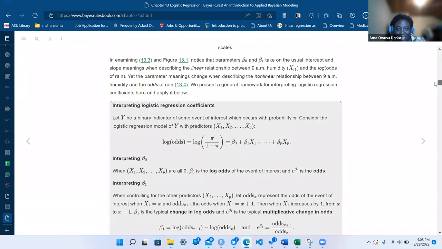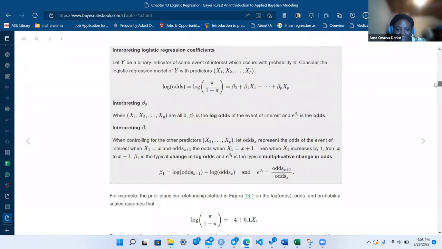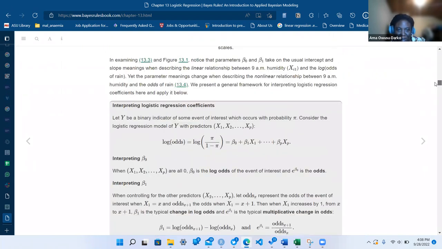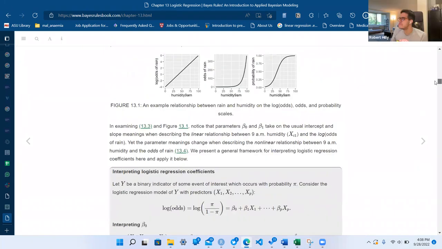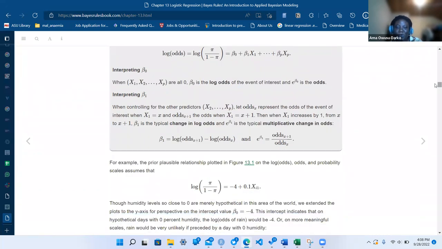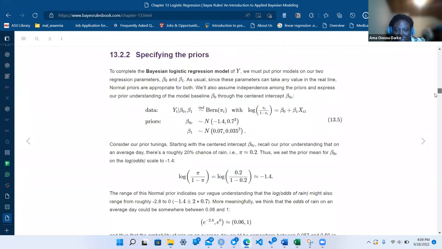Okay. Here, did you have any questions or comments so far? Mm-hmm. Okay, so I guess here it is trying to describe the general framework of interpreting logistic regression, and then how you convert from log odds to odds using e. And these are the priors that we chose.